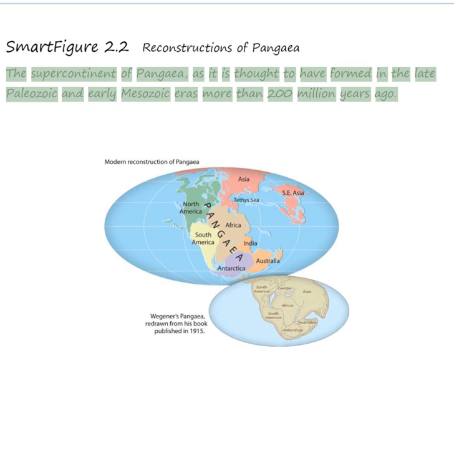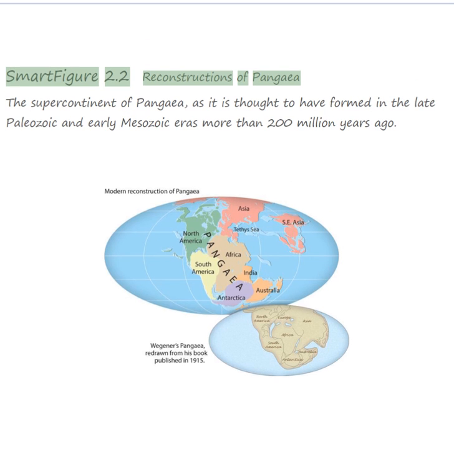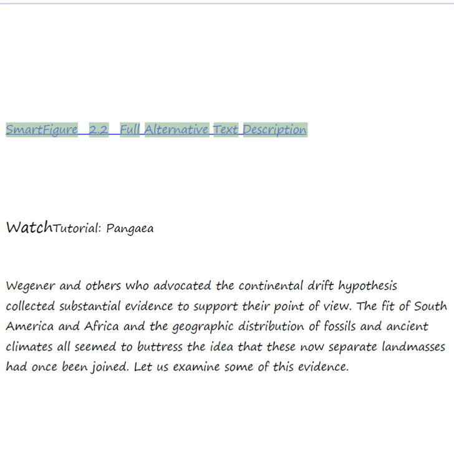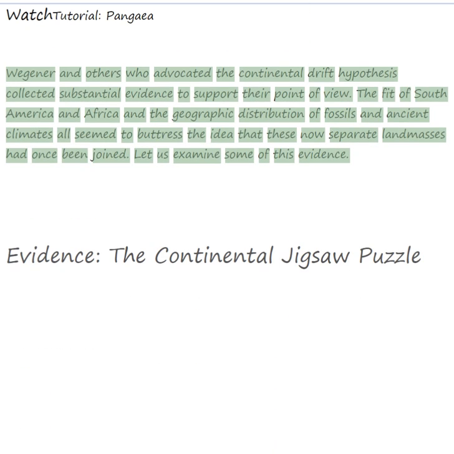The supercontinent of Pangaea, as it is thought to have formed in the late Paleozoic and early Mesozoic eras more than 200 million years ago. Smart Figure 2.2 Reconstructions of Pangaea. Smart Figure 2.2 Full alternative text description. Wegener and others who advocated the continental drift hypothesis collected substantial evidence to support their point of view. The fit of South America and Africa and the geographic distribution of fossils and ancient climates all seem to buttress the idea that these now separate land masses had once been joined. Let us examine some of this evidence.